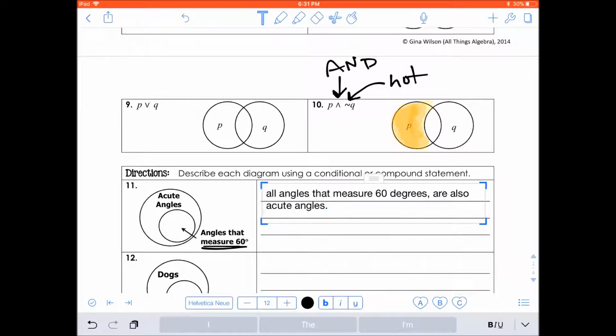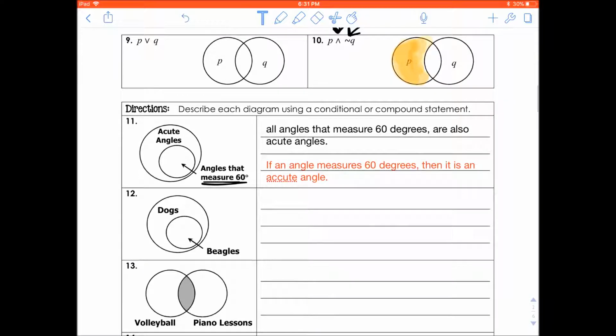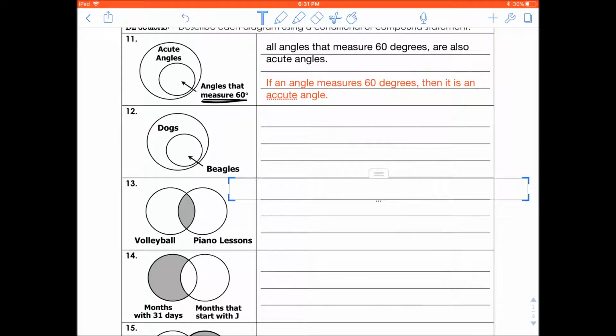Another way, we're going to write this a second way in here. I'll put it in a different color, let's put it in red. So we're going to write it in if-then form as well. If an angle measures 60 degrees, then what must be true? Then it is an acute angle. Nice. Two ways to write that. Cool. Let's do number 13.